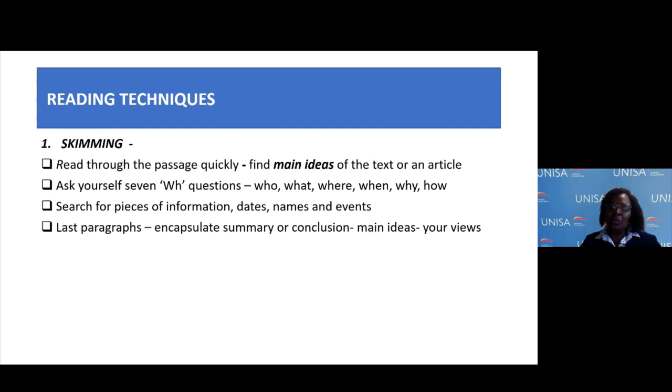Because when you're skimming through, you are able to find the main ideas in the text. When you're reading, you're asking yourself what I call the 7 WH questions: who, what, where, when, why, how. So when you are reading a text, you ask yourself, what happened? Where did this happen? So you're formulating the questions. You're searching for pieces of information like dates that will help you when you are responding to questions, the names, and the events that happened there.